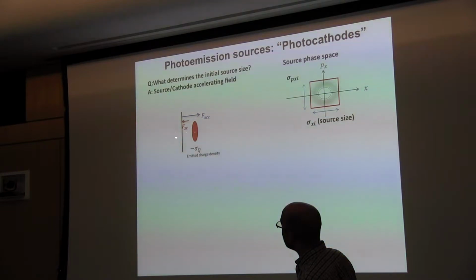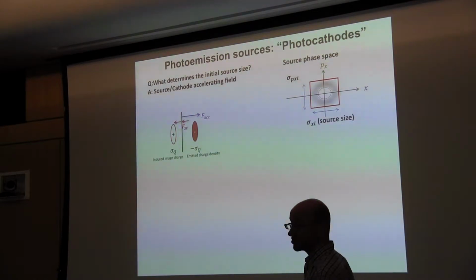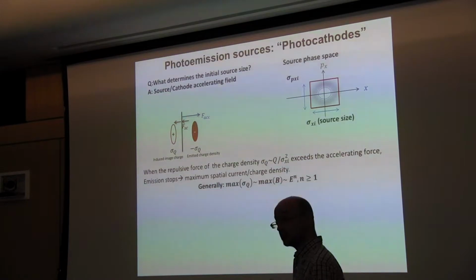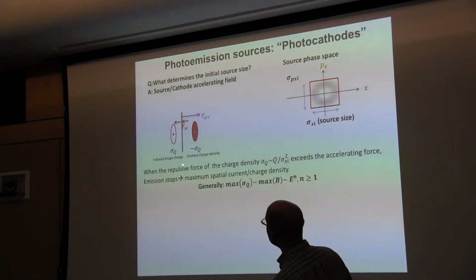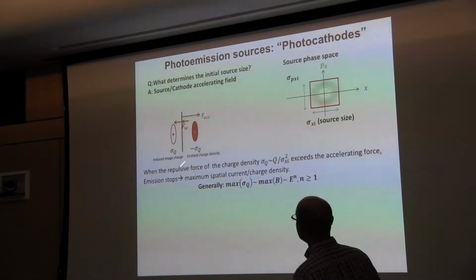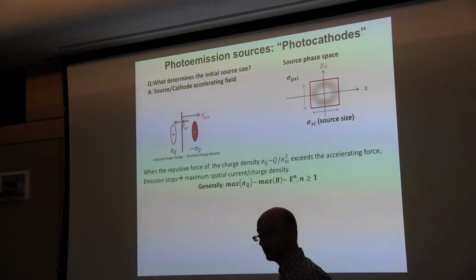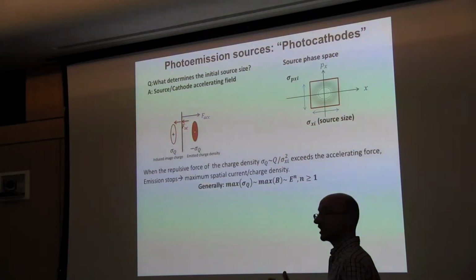If I tried to emit any more, the electron that would pop out would feel two forces. It would feel the accelerating force, but also the force of these electrons pushing back on it. It turns out from electromagnetism that there's an image charge induced on the other side of this plate, which serves to double this effect. So there is a limit to the amount of charge that you can possibly extract. When the repulsive force, these red lines, of the charge density exceeds the accelerating force, emission turns off. There's no more accelerating field, and no electrons escape.